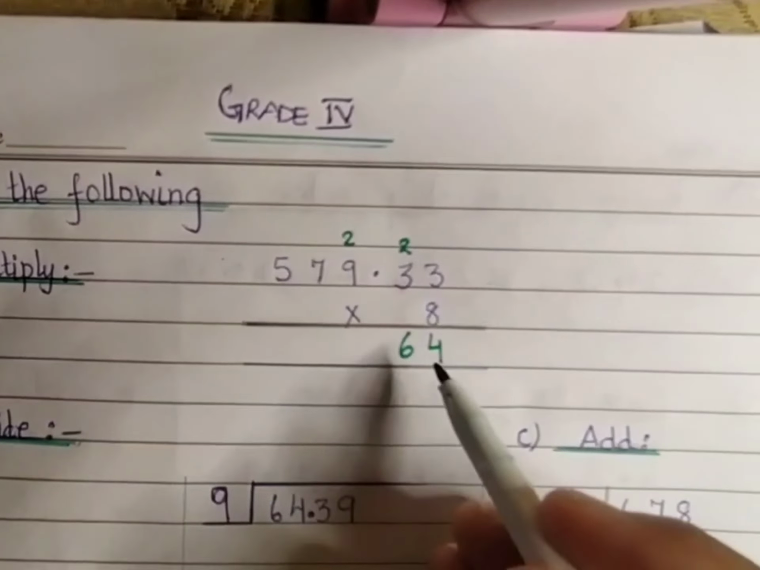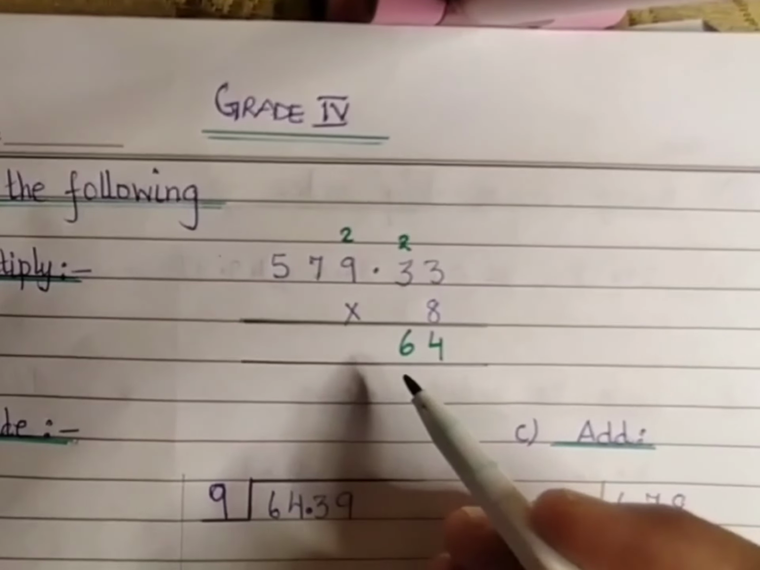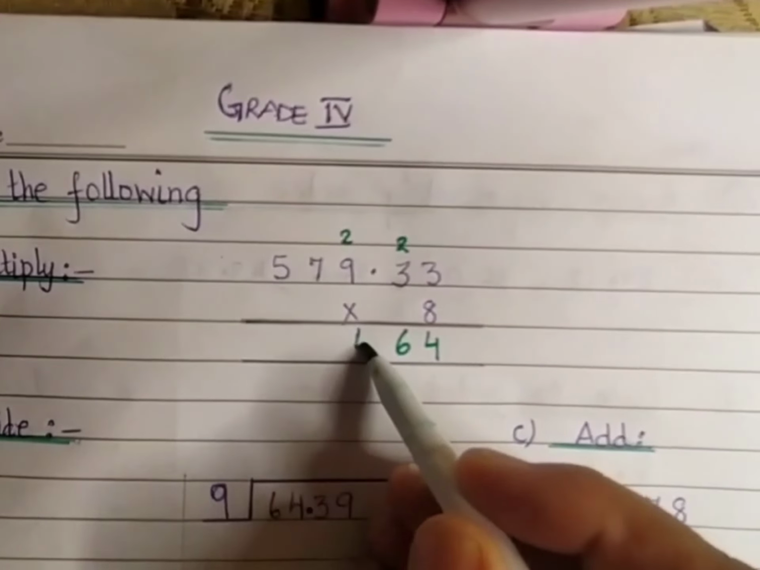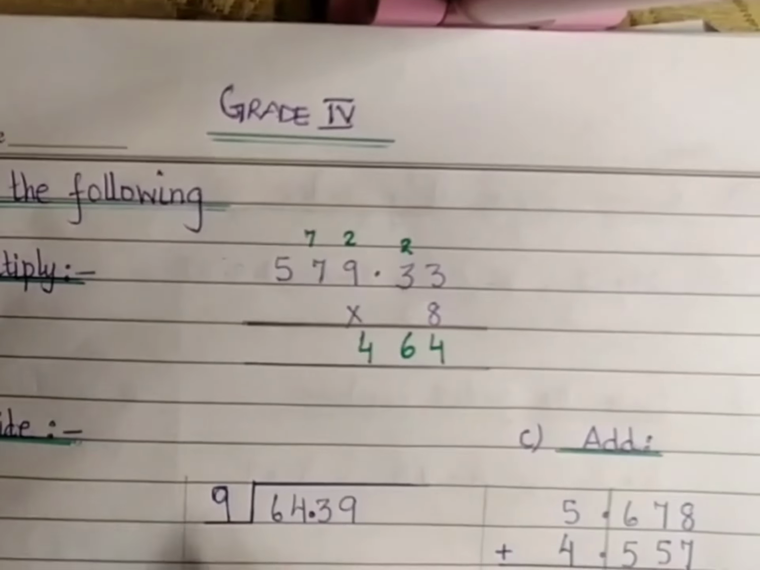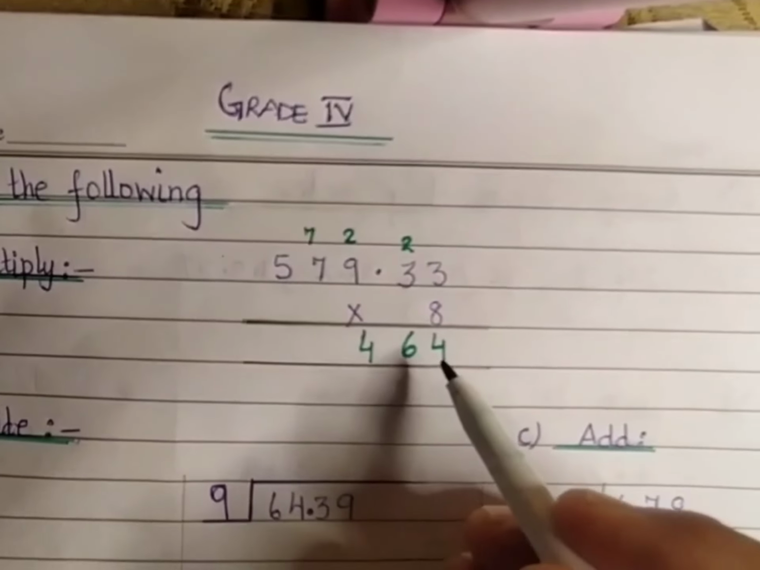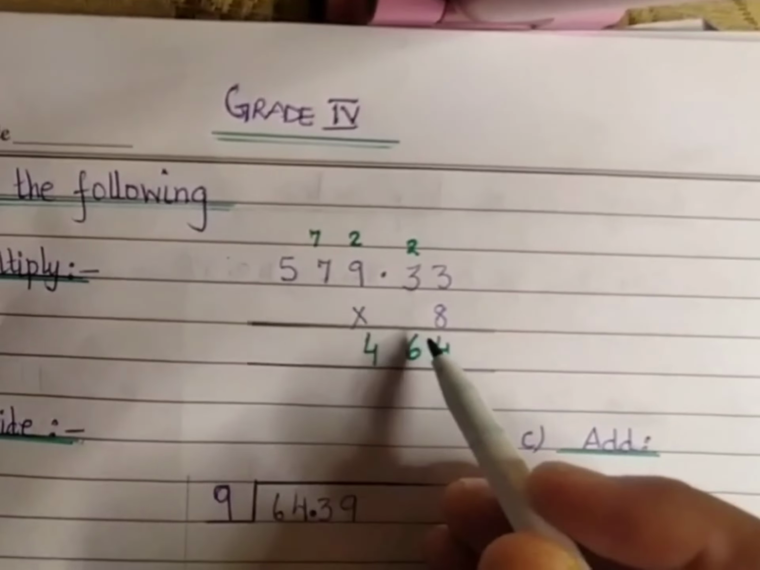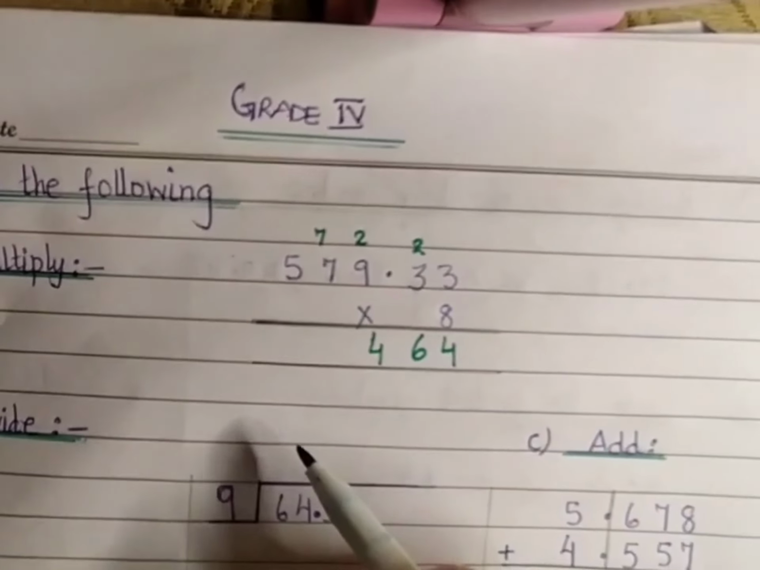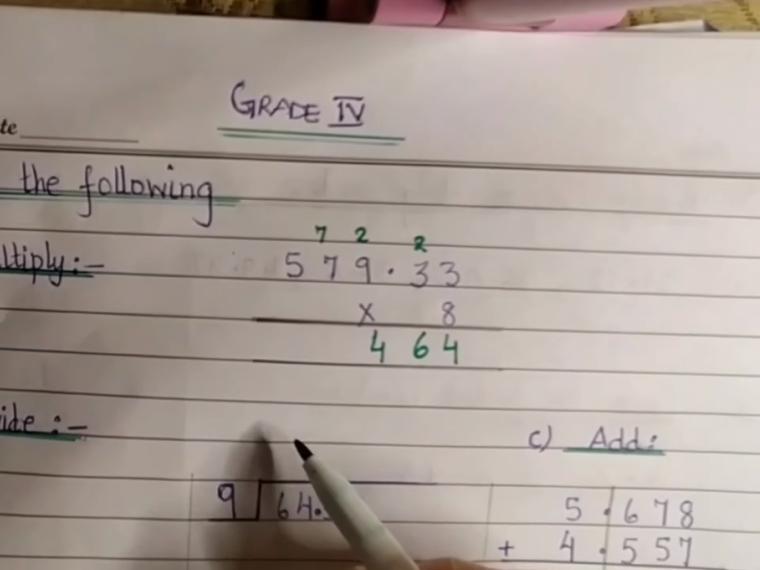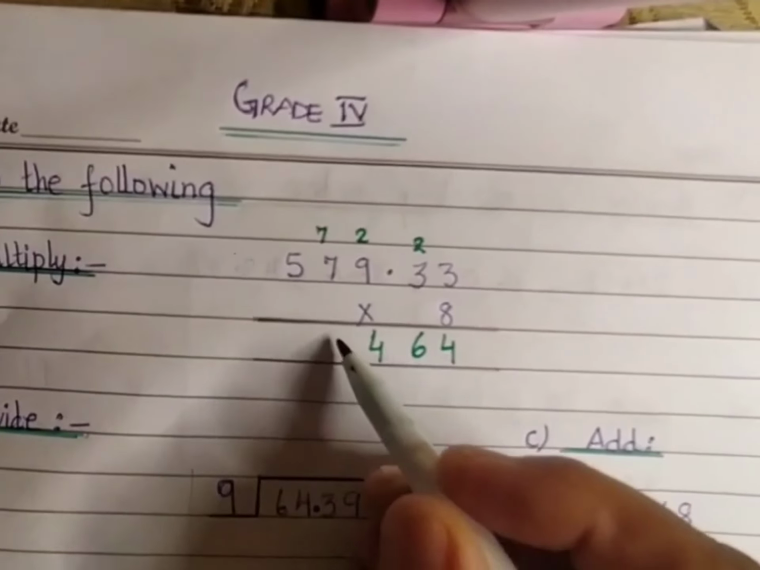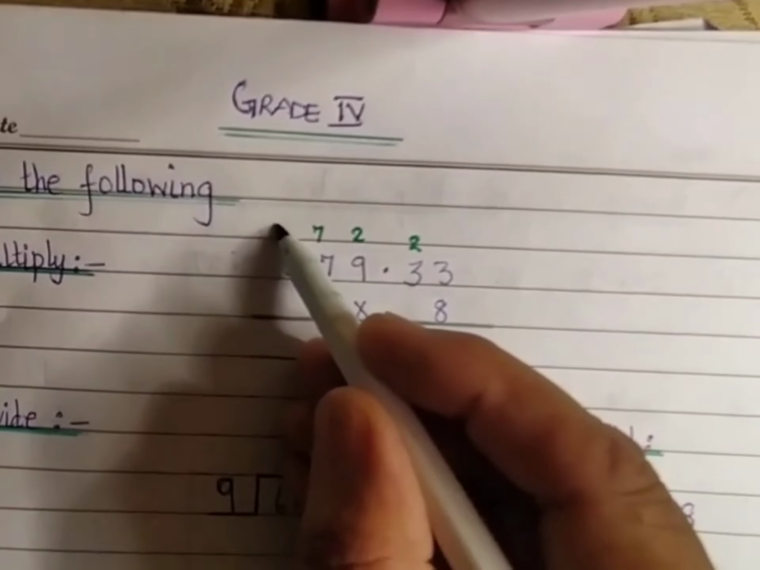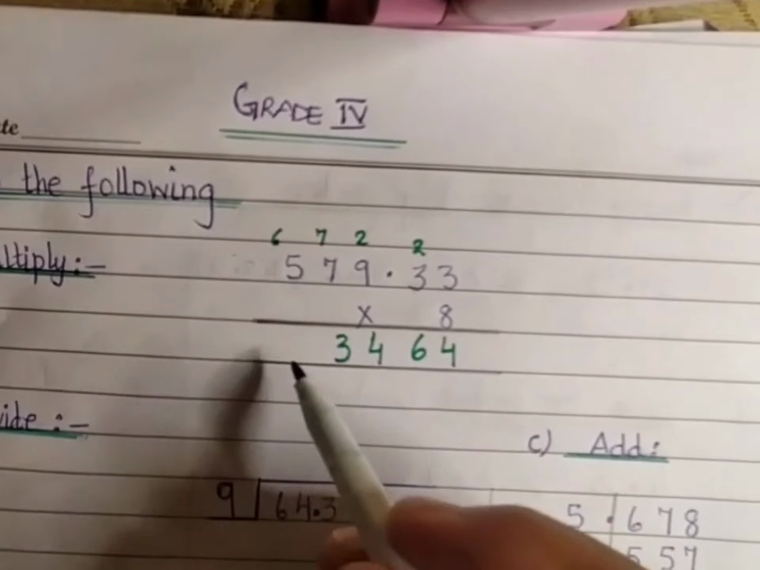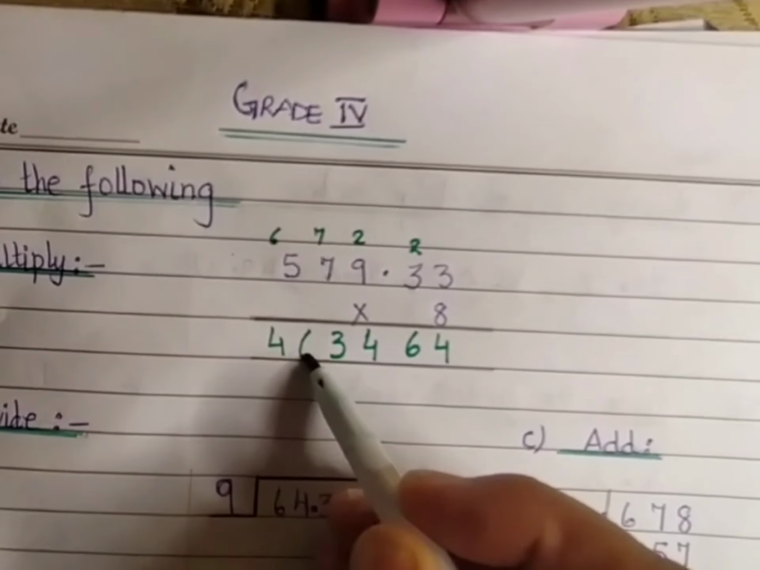2 moves up. 8 times 9 is 72. 72 plus 4, 74. The 7 goes up here. 8 times 7 is 56. 56 plus 7, 58, 59, 60, 61, 62, 63. So the 6 goes up here. 8 times 4 is 40, and 40 plus 6, 46.